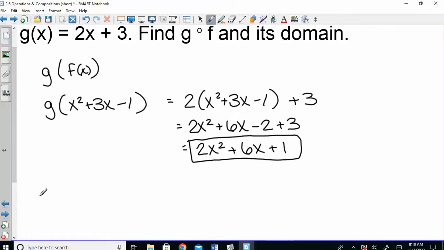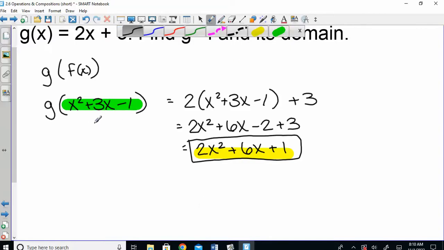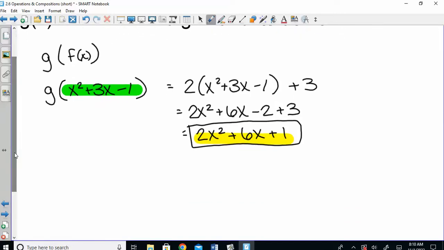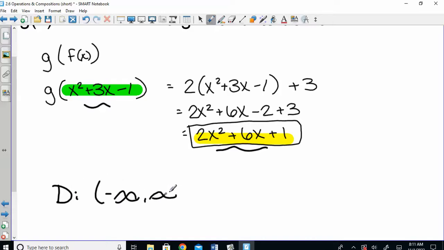For the domain, you have to combine two different pieces. You have to look at the inside function and the final answer. We have to put those together when we're looking at the domain. When I look at this inside function, what can x be? Anything. There's no fraction, there's no radical. What about this one? Anything. When our original functions are just polynomials, we don't have to really worry about it. So my domain, we look both places, neither one has a fraction or a radical. So my domain is just an automatic negative infinity to positive infinity.